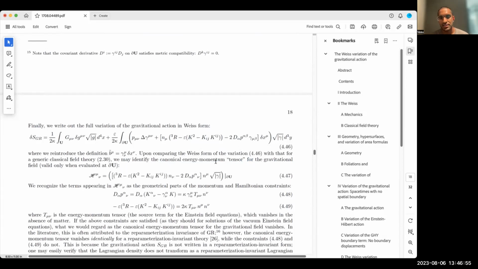What's nice about this is that it doesn't commit you to doing this variation. It doesn't say that the normal has to be time-like or space-like. It just says that you have a normal variation, and based on what direction you do it, you have the following sort of canonical energy momentum tensor, which then combines with what you get from the matter, right?